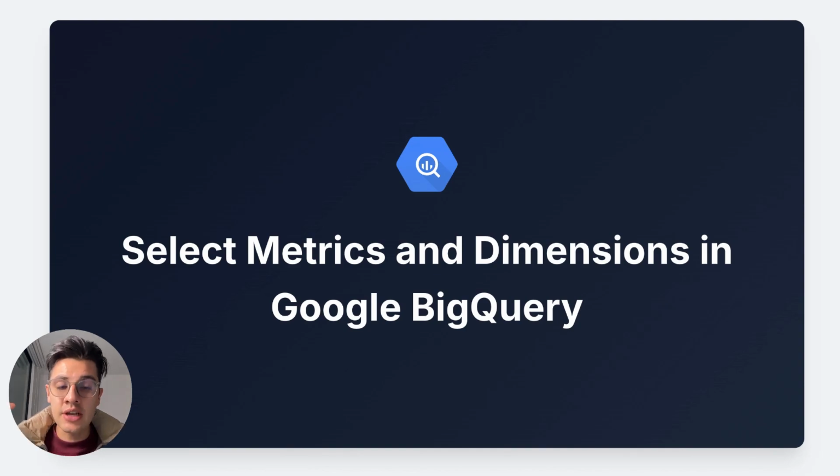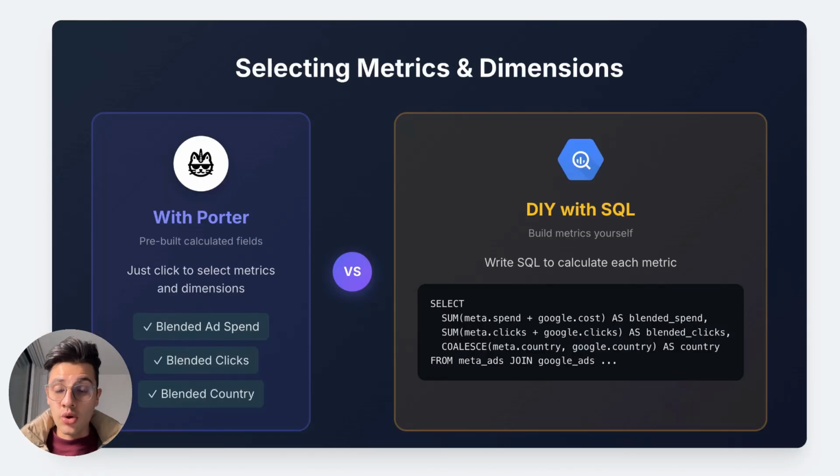how you can select metrics and dimensions inside Google BigQuery using our tool Porter Metrics. Before going into our dashboard, I want to share with you what are the benefits of using Porter to select the metrics and dimensions you want to send to Google BigQuery against doing it by yourself using SQL natively inside Google BigQuery. Whenever you have more than one data source communicating information to Google BigQuery, if you use Porter, you don't have to worry about the custom calculations and custom dimensions that you may want to get from that cross.